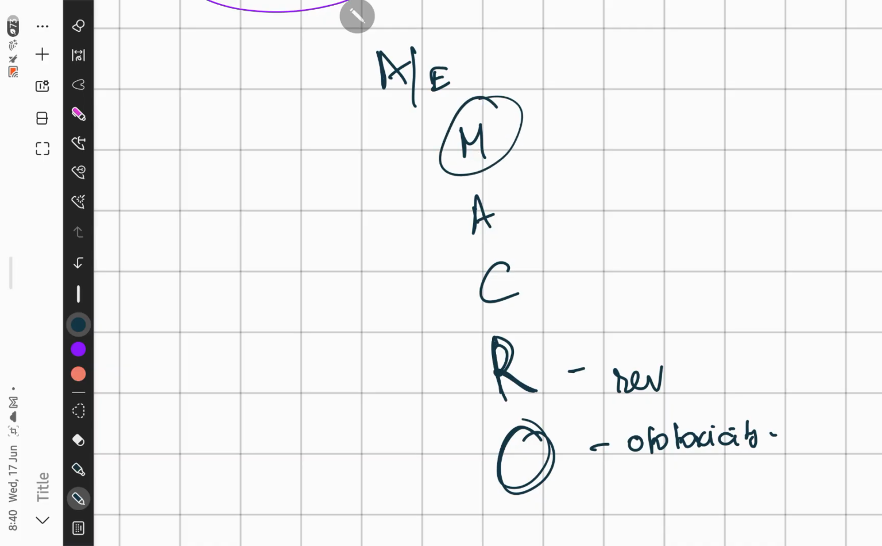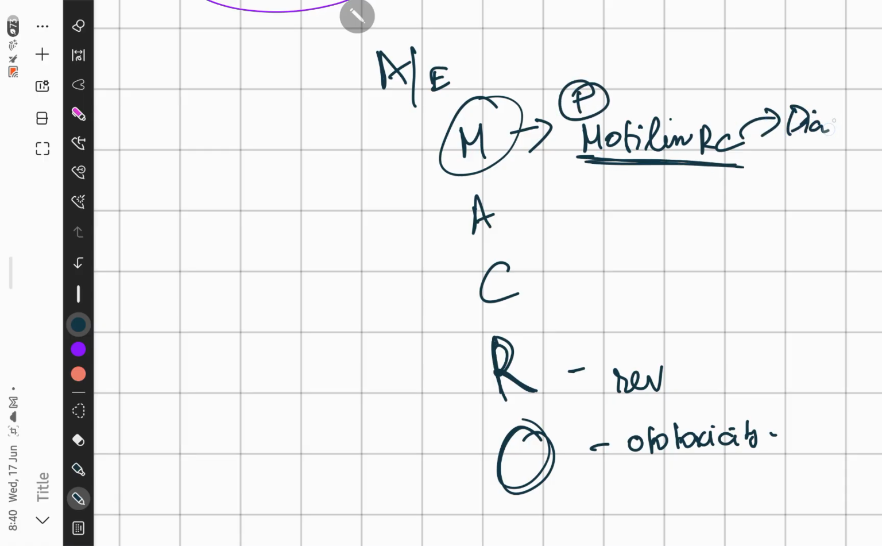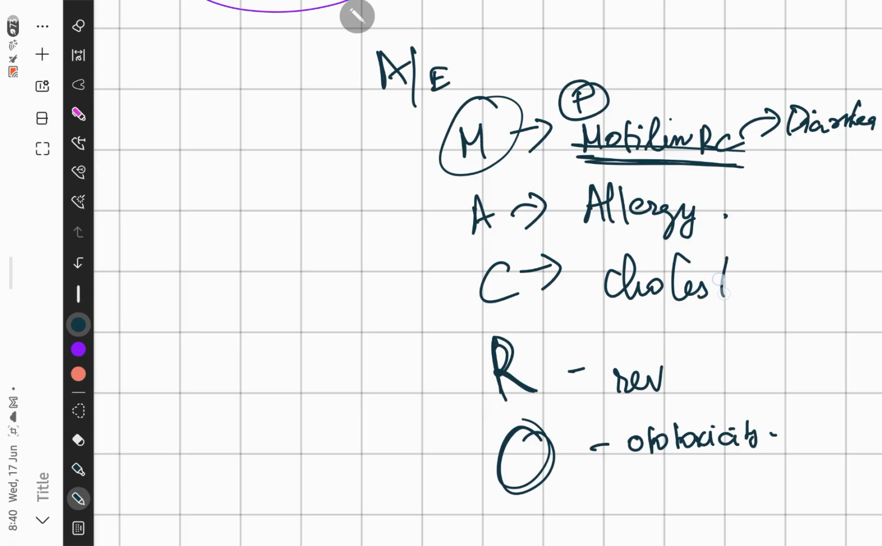Now let's start with M. M: it is going to stimulate motilin receptors. If it stimulates motilin receptors, diarrhea will be the side effect, so you can write all GI side effects. A is for allergy, it can cause allergy. C is for cholestasis. In some patients it causes cholestasis, especially erythromycin estolate. Erythromycin estolate causes cholestasis.